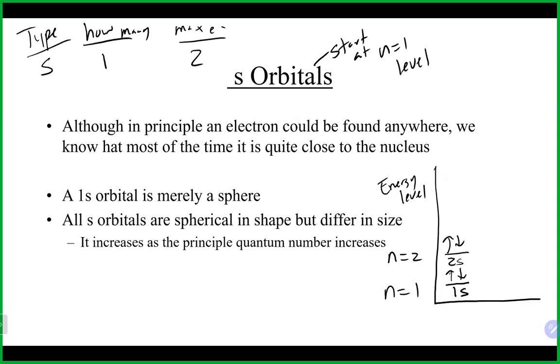By the way, if I went to the third energy level, it would be known as a 3s orbital. If I went to the fourth energy level, it would be known as a 4s orbital. So you will find s orbitals on every single energy level. And again, the number that comes in front of the letter represents what energy level it's on. Any questions on that there?